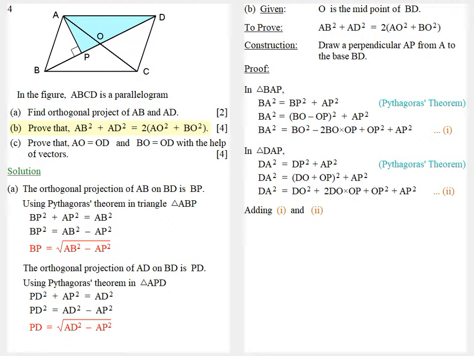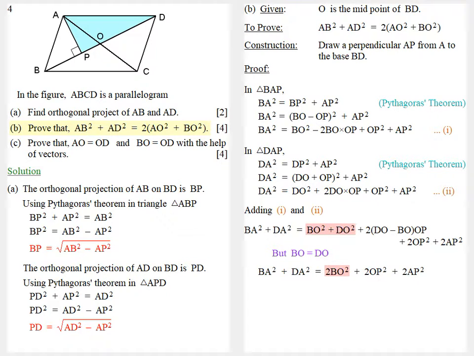Now we can add together equations 1 and 2, and we end up with BA squared plus DA squared equals BO squared plus DO squared plus 2 into DO minus BO all times OP plus 2OP squared plus 2AP squared. But we know BO is equal to DO. So that means BO squared plus DO squared can be written as 2BO squared. And 2 DO minus BO all times OP disappears because DO minus BO is nothing.